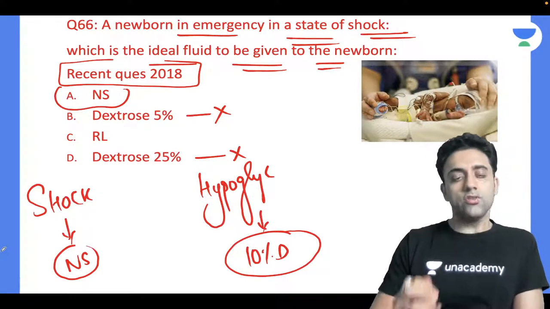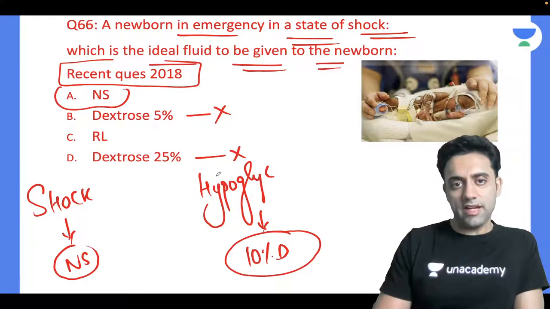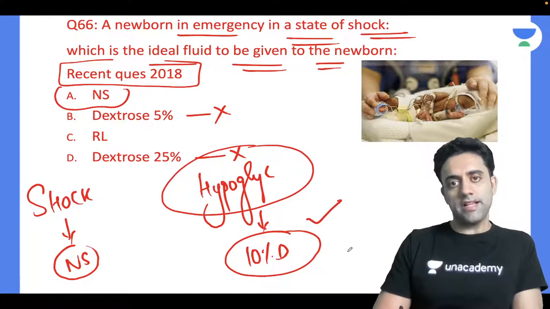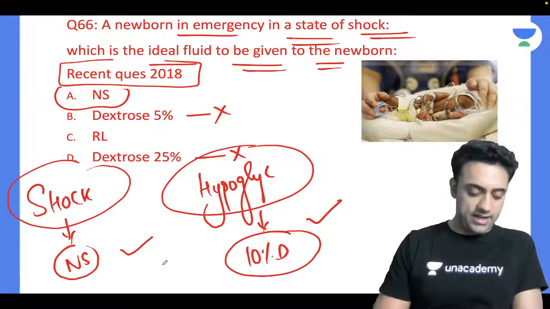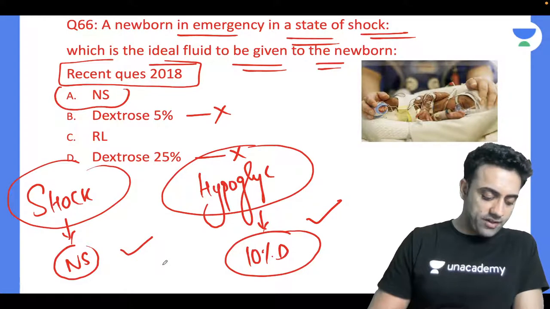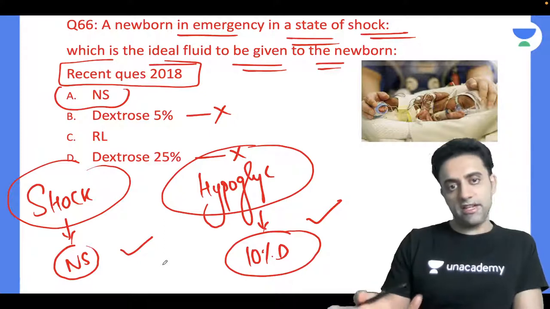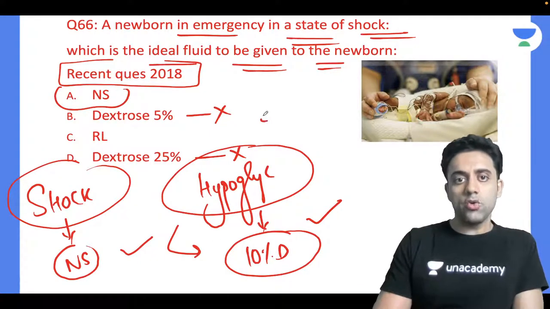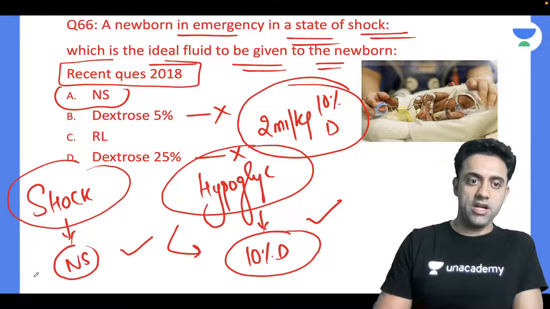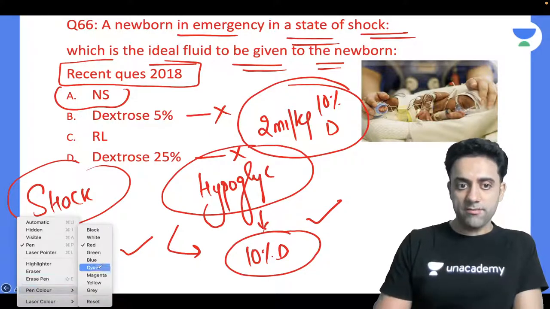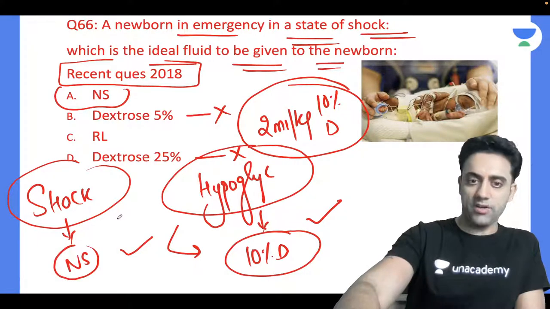Okay, very good. So I'll repeat again: for hypoglycemia, 10% dextrose will be the best choice. For shock, the best choice will be normal saline. And how much ml per kg, anyone? How much ml per kg do we give 10% dextrose in a case of hypoglycemia? 2 ml per kg of 10% dextrose we give in neonatal hypoglycemia.